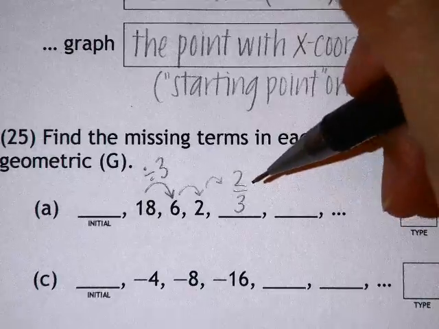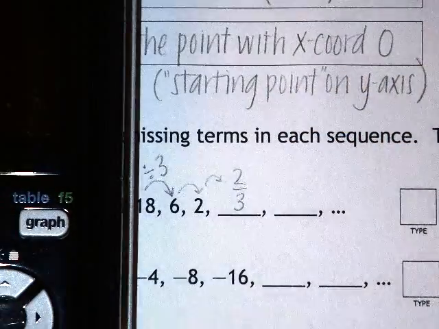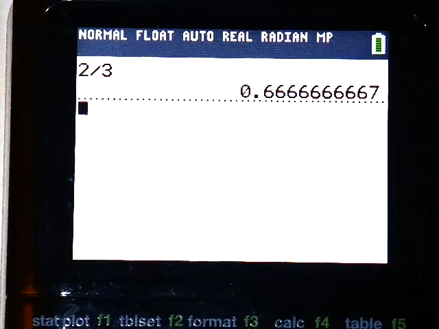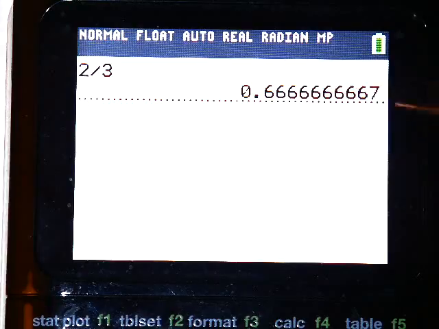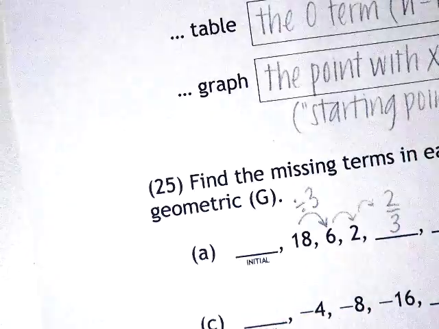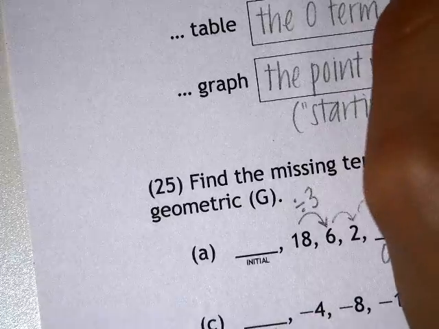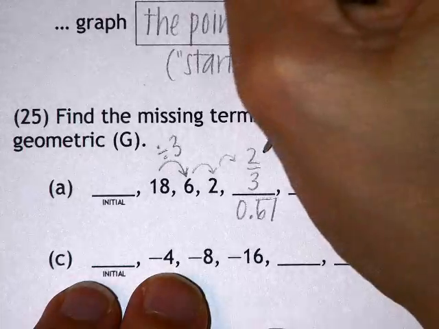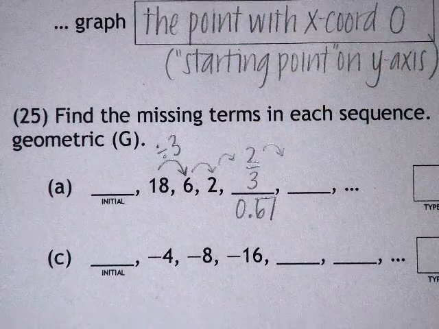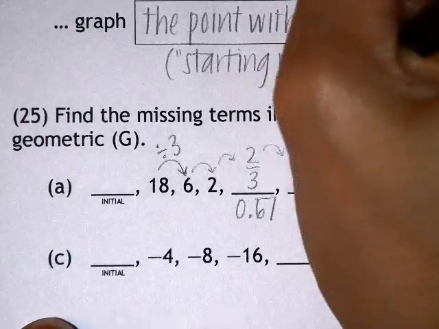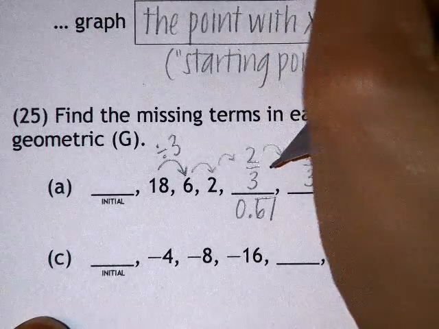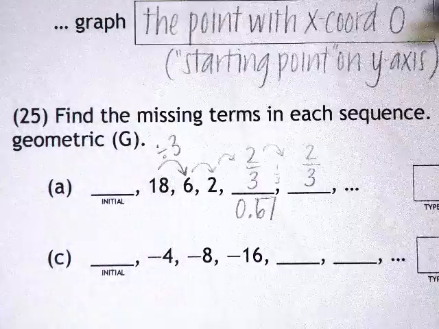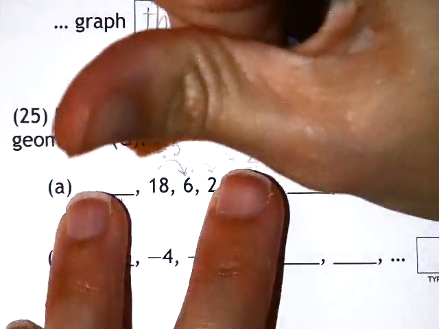Now, if you're not comfortable writing 2/3, you can definitely type 2 divided by 3 into a calculator and just get a decimal: 0.66666 repeating, which you could call 0.67 if you feel more comfortable with decimal terms. That would be fine. Now, we have to keep going one more time. We have to divide by 3 again. If you're comfortable with fractions, 2/3 divided by 3 is the same thing as 2/3 times 1/3, which is 2/9. Ignore what I wrote there, my bad.